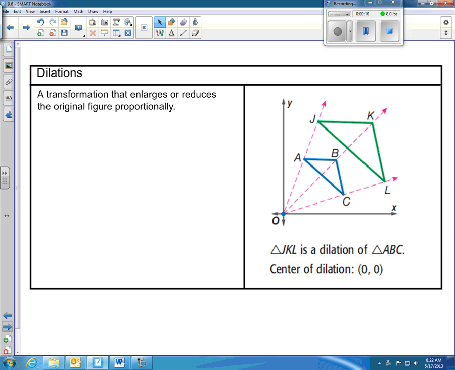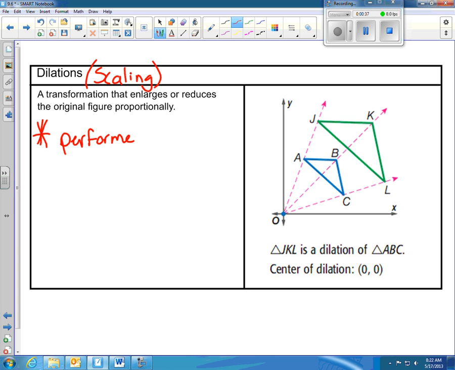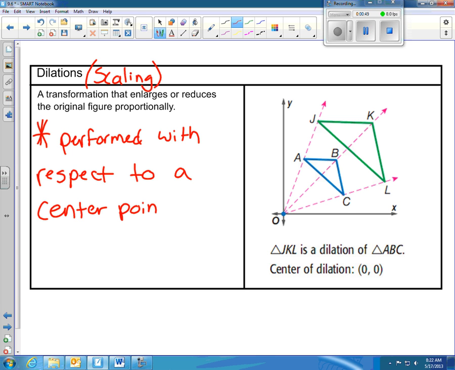All right, so dilations, which we can also call scaling. Okay, make sure you know that. It'll probably be on a quiz or a test. A transformation that enlarges or reduces the original figure proportionally. And this is performed with respect to a center point and a scale factor.